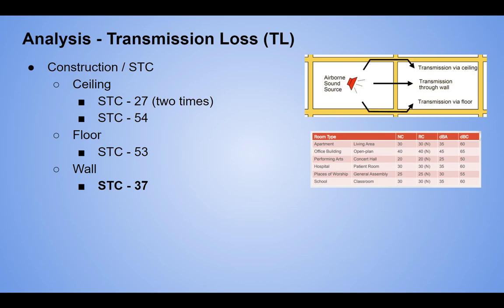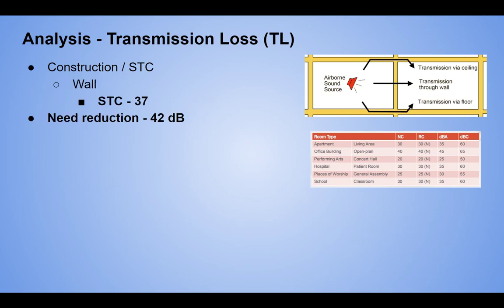So we've got the ceiling at 54, the floor at 53, and the wall at 37. So we're going to work on fixing the wall. Our needed reduction is 42, so we need 5 more reduction due to transmission loss at the wall.